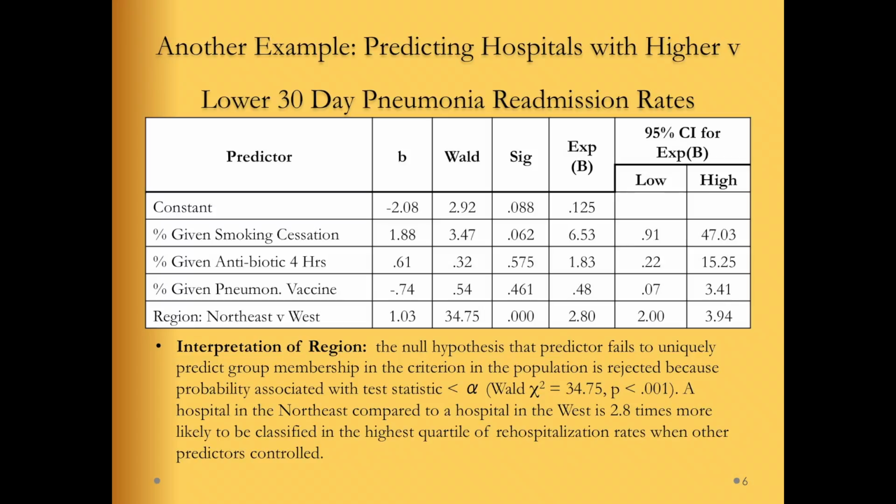We would interpret the finding concerning the predictor region as follows. The null hypothesis that the predictor fails to uniquely predict group membership in the criterion in the population is rejected because the probability associated with the test statistic is less than alpha. Hospitals in the Northeast compared to hospitals in the West are 2.80 times more likely to be classified in the highest quartile of 30-day rehospitalization rates.